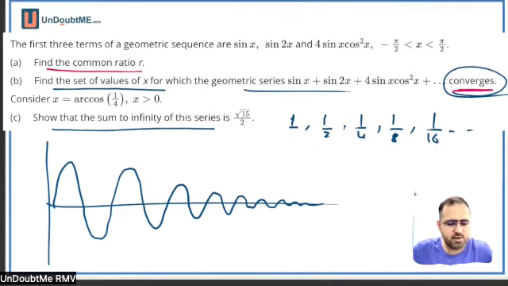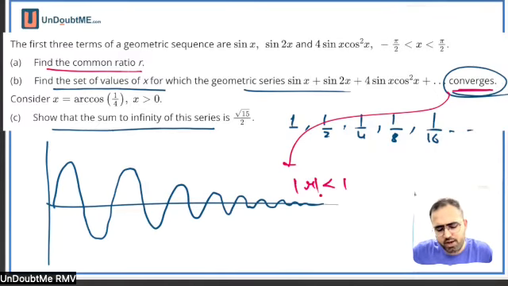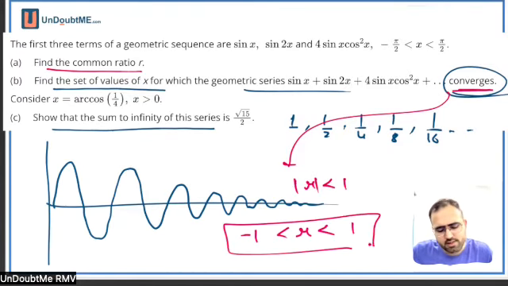And now comes the conclusion. For the series to be convergent, the condition is that the value of mod r should be less than 1. It means if the r value lies between -1 and 1, the series will be convergent. If it is less than -1 or greater than 1, then it will be divergent.